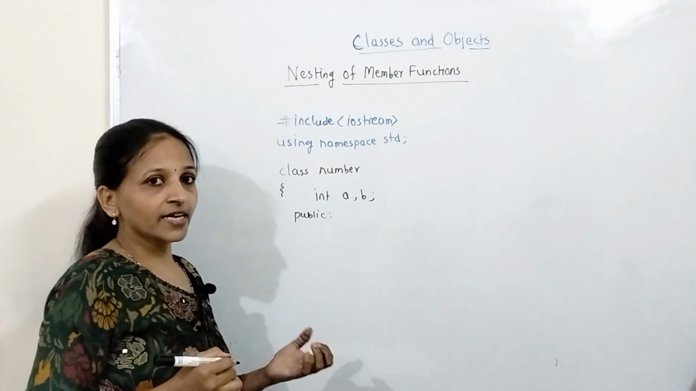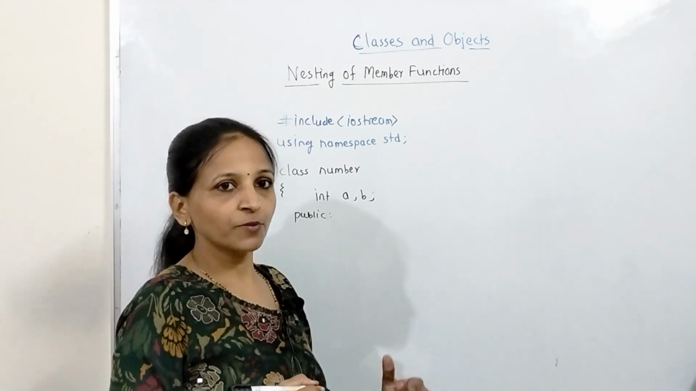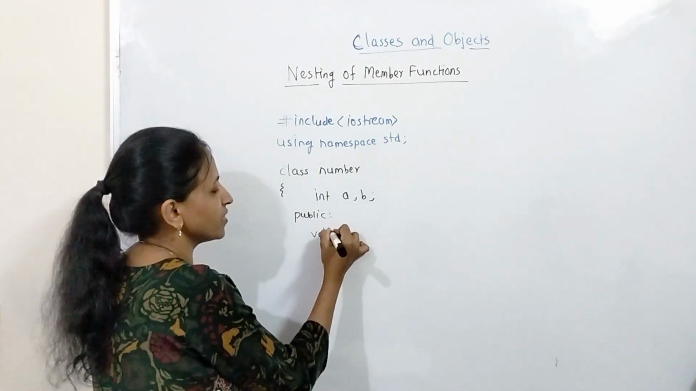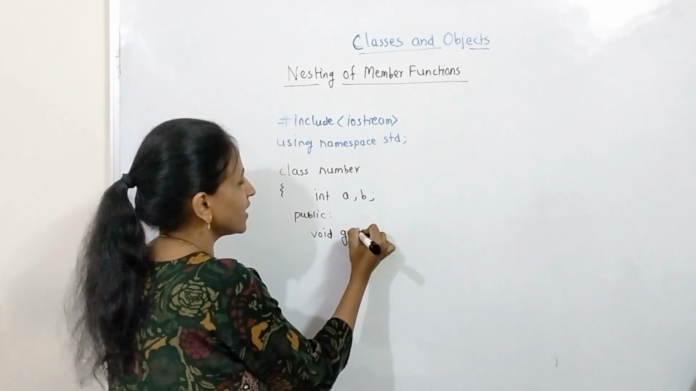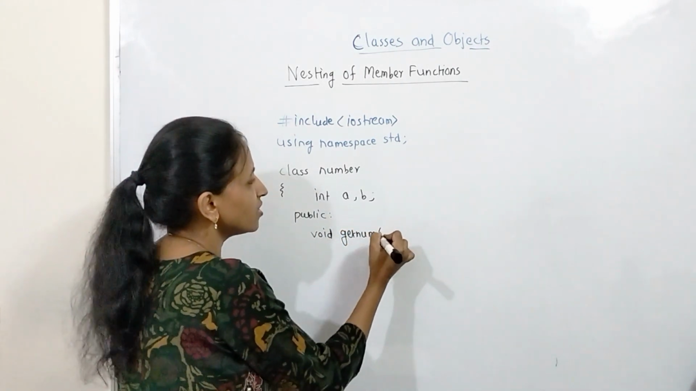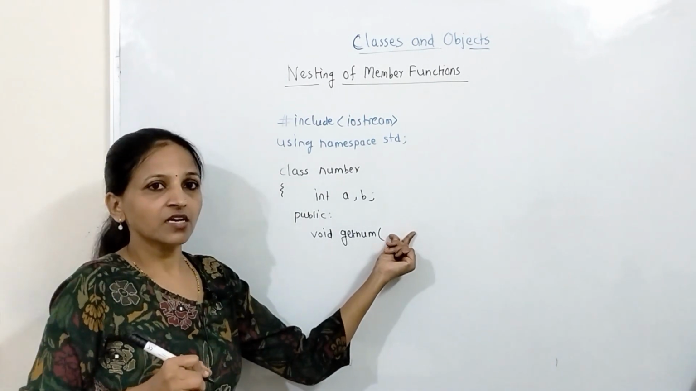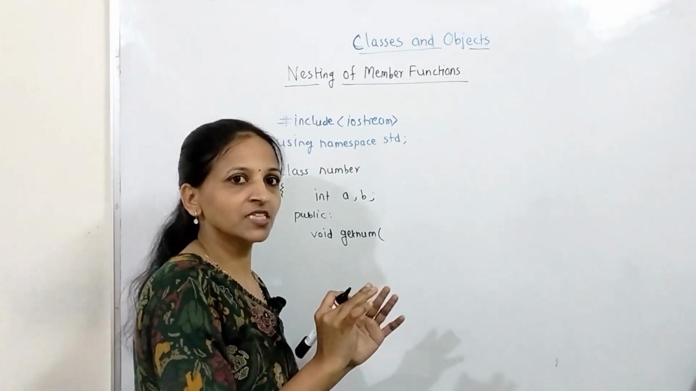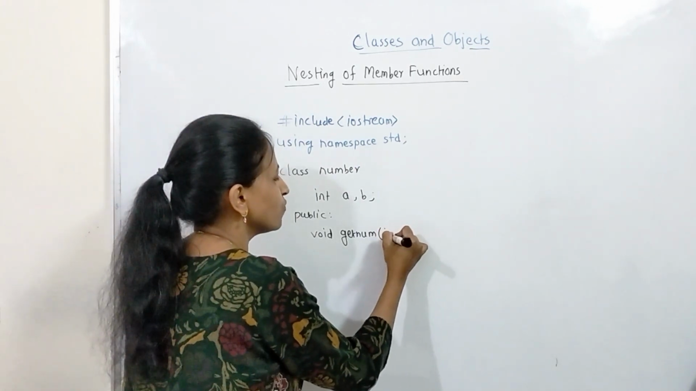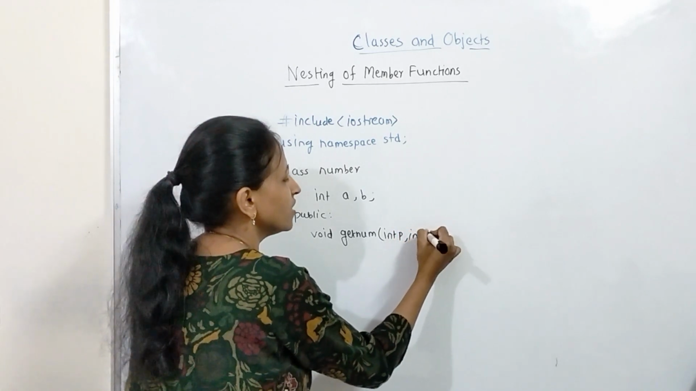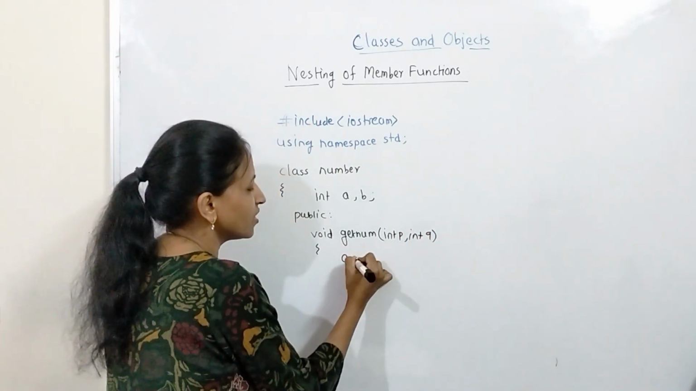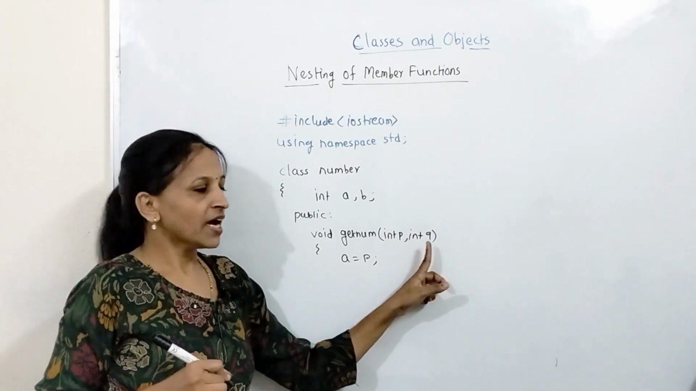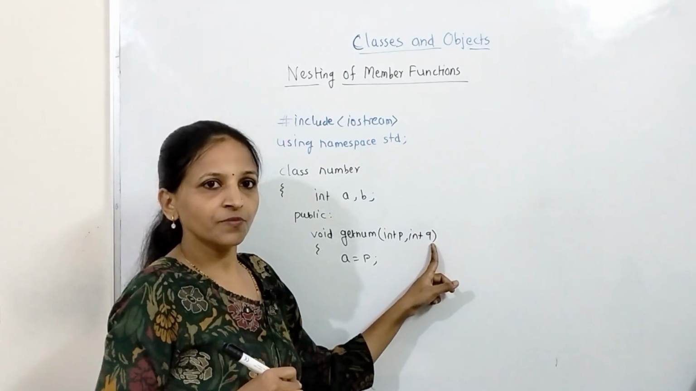The first member function is get num. Here we are just accepting data from the user, so there is no return type; the return type will be void, and the name of the function is getnum. Two numbers you can pass as arguments, or you can accept them using cout and cin statements. Here I am passing two values, int p, int q. Now what should be written here? a = p, because whatever is passed, the first number will be copied inside p and the second number will get copied inside q.